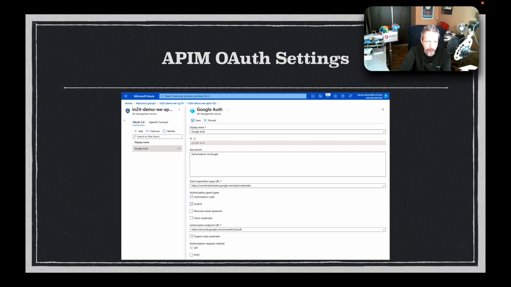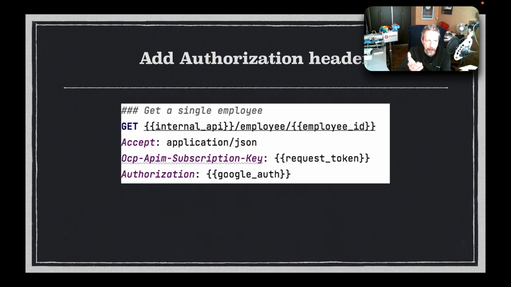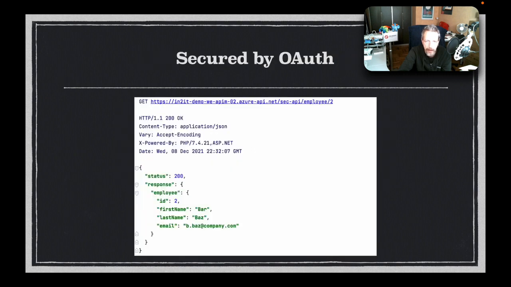And once everything is filled out, even the credentials that I copied from the previous dashboard in here, my endpoint is secured. I now have the requirement to provide an authorization header, so in this case it's Google Auth, and once I fire it off, I still have the ability to access my internal secured API endpoints.